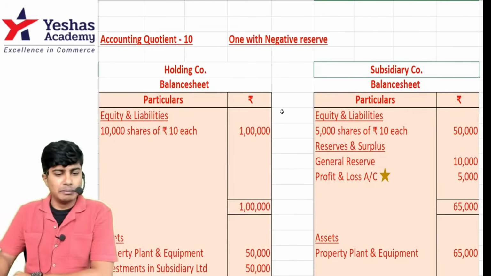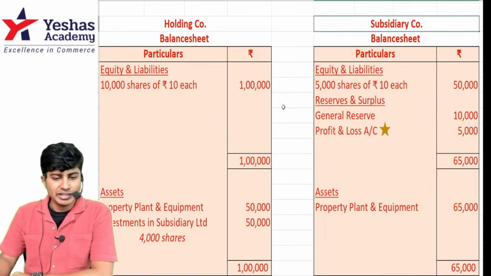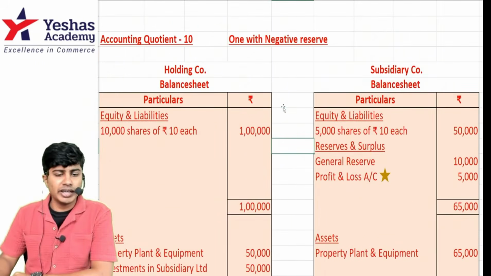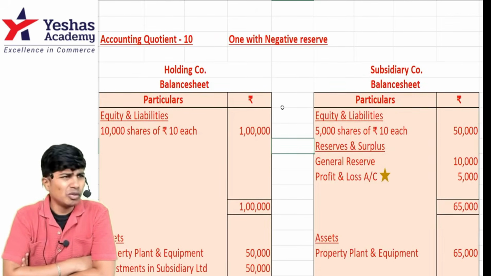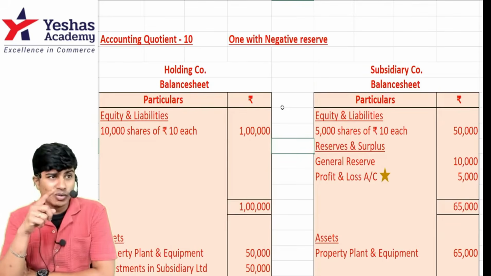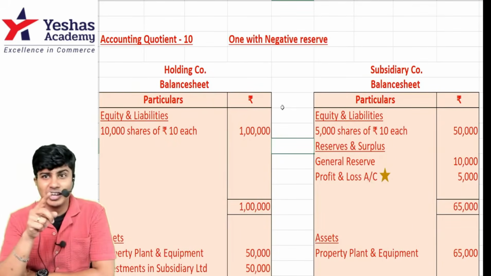Hello everyone. Welcome back. Consolidation, we've done till AQ9. We'll now do AQ10. AQ10 is one with a negative result. What do you mean by negative result? How unique is this going to be? You remember till now I was making you do the 10 minus 4, 5 minus 3. You're finding it funny. It will no longer be funny.